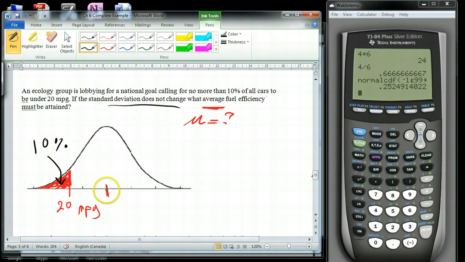Okay, so we need to find a new mu here. If we want to change these values, the average car has to have a lot better fuel consumption than what was before. I'll put in green here, 24 was the old. We need to calculate the new mu. So this is no longer good enough. Okay, so let's do that.